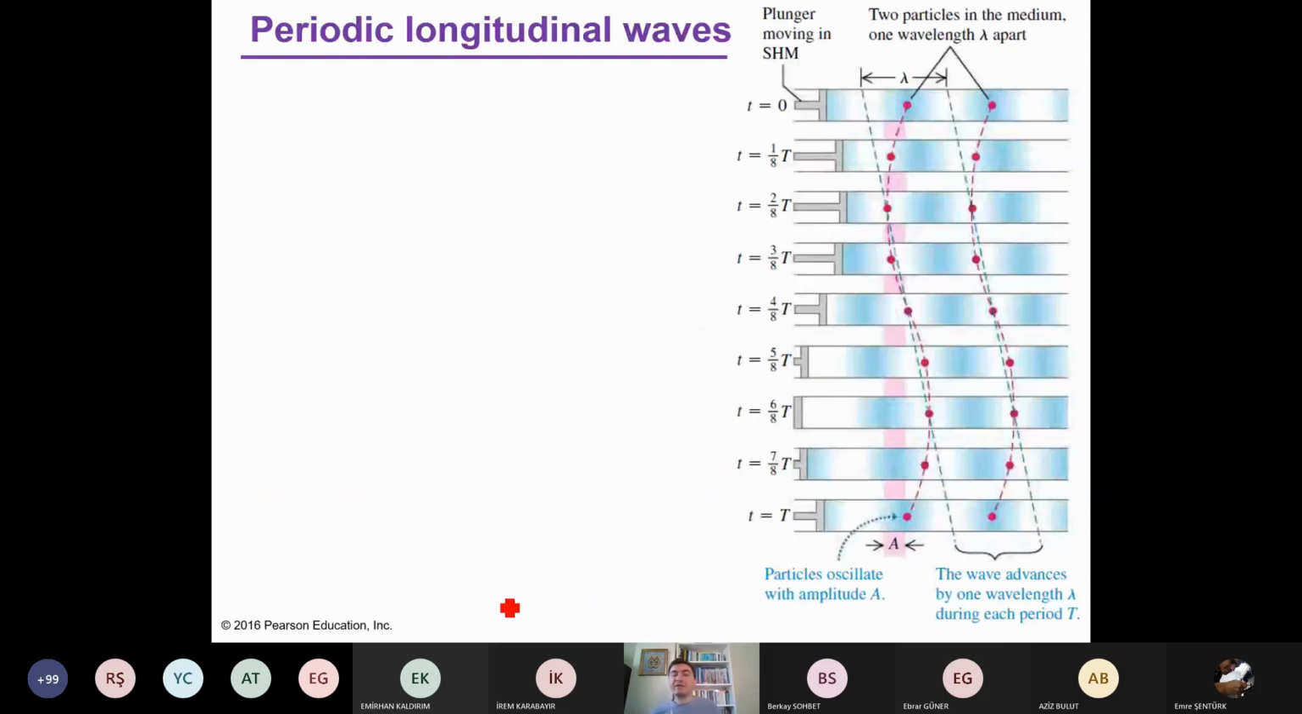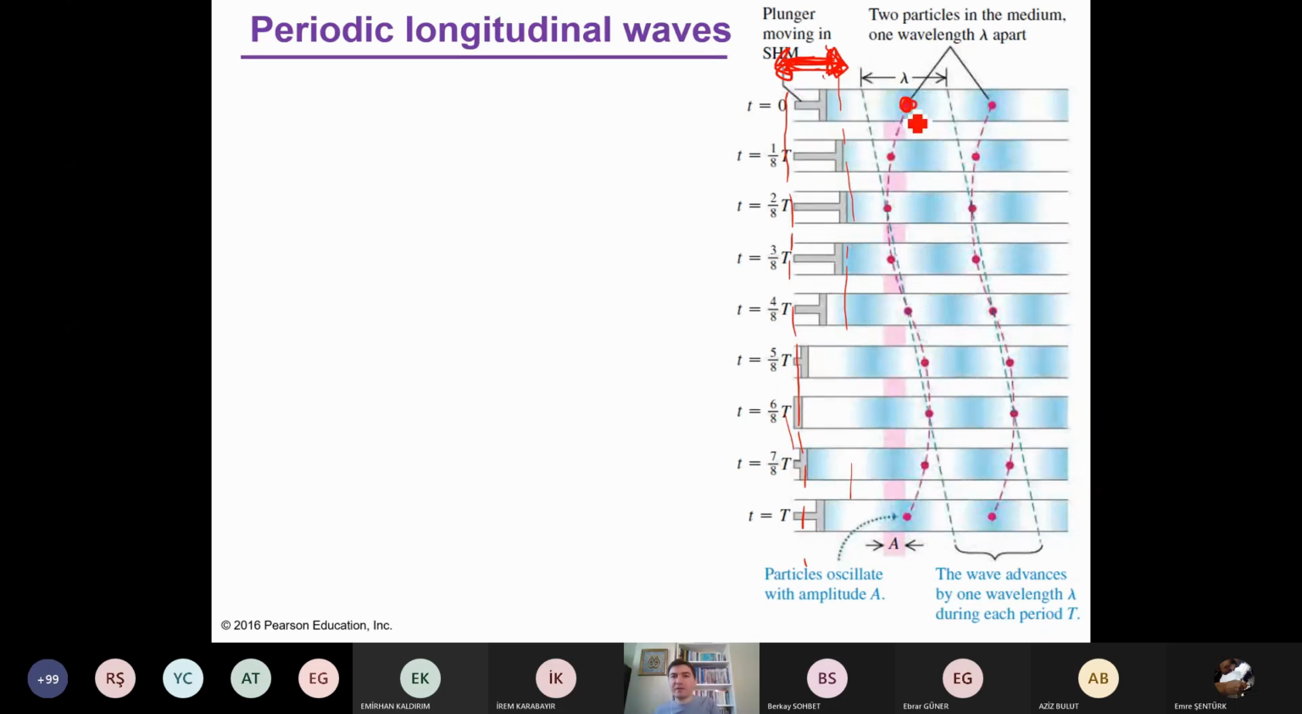So here we will investigate the motion of the particles in periodic longitudinal waves. This piston is moving. This is the amplitude, let's say. This piston has a certain simple harmonic motion. It is moving back and forth, and it produces a longitudinal wave in the medium. And here we have two particles. We will investigate the motion of these two particles.